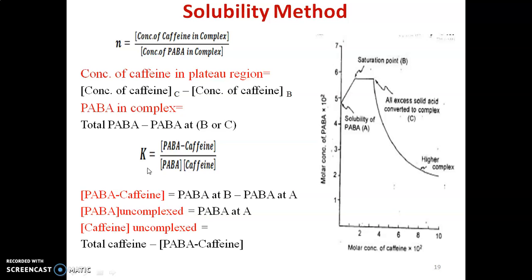So in this manner, by the change in solubility, or by the increase in solubility, we can calculate the stoichiometric ratio as well as the stability constant for the mentioned example of para-aminobenzoic acid and caffeine, and can estimate the complexation.